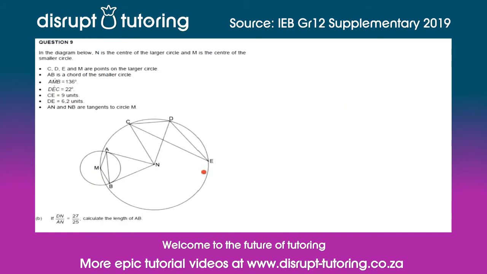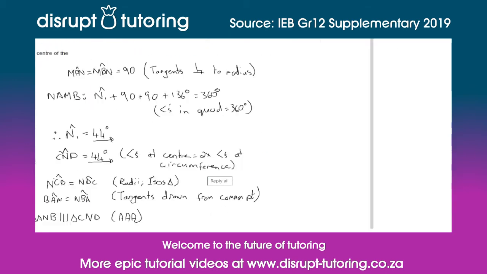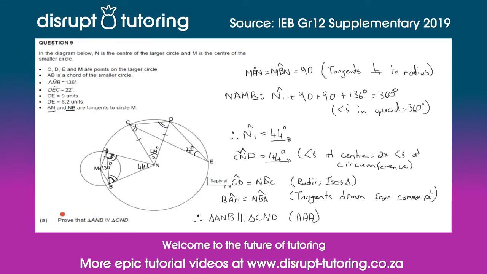Okay, moving on to question B. They've now said that if DN over AN is equal to 27 over 25, calculate the length of AB. So this is DN over here over AN, which is this line over here. And we can see that these two lines are part of the triangles that we proved to be similar in the previous question over here.